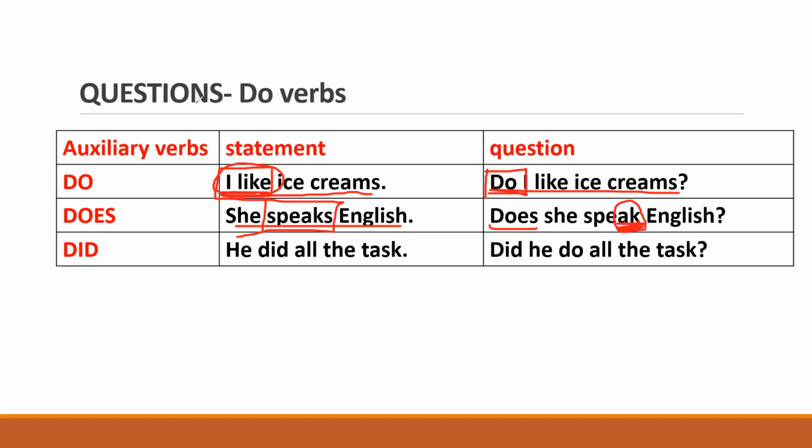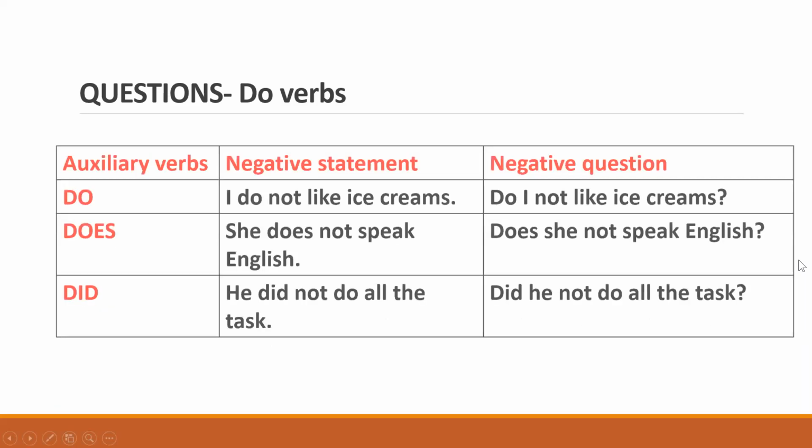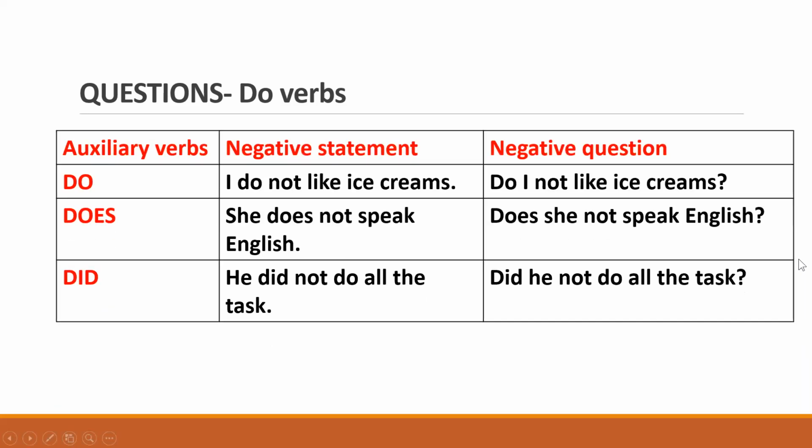Now coming to the past tense, which is "did." He did all the task. Now, again, the auxiliary verb comes in the front, which gives us, "did he do all the task?" Now, why have I written another "do" here? One "did" and another "do," two do forms. Again, you have to check out the video which I have made on the do verbs, where I've explained clearly about all these things.